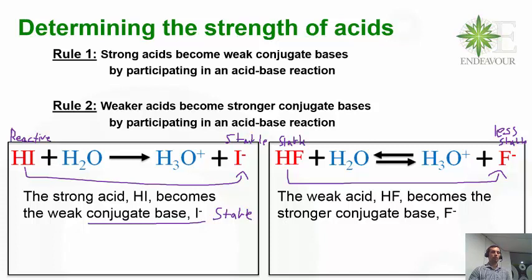So HI, being very reactive at the start, becomes the stable conjugate base, whereas on the right hand side where the acid is weak, that means it's already stable, and by participating in the forward reaction it actually becomes less stable because the conjugate base is actually stronger in terms of being able to participate in acid-base reactions more readily.